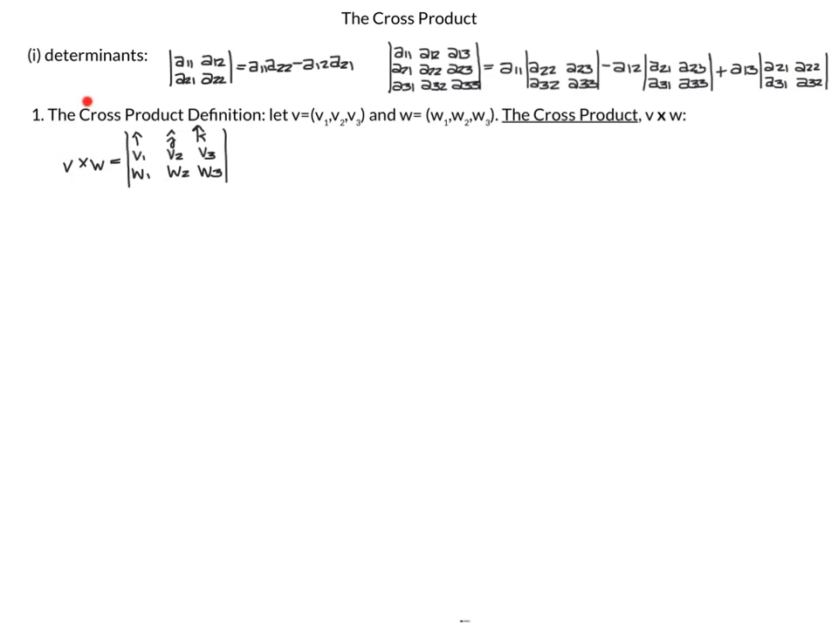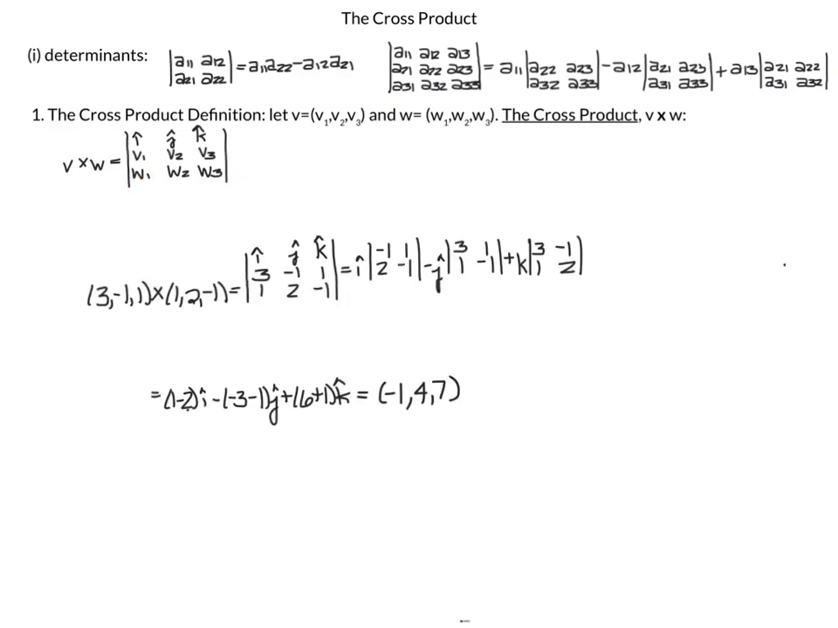Now we can define our cross product. V cross w will be equal to the determinant of i, j, k with v components as our second row and w components as our third row. For example, if we want to take the cross product of 3, negative 1, 1 with 1, 2, negative 1, we write our direction vectors i, j, and k, and then we have our 3, negative 1, 1, and then our second vector 1, 2, negative 1. And just to clarify, i, j, and k are direction vectors, so i is the vector in the x direction, so it's equal to 1, 0, 0.